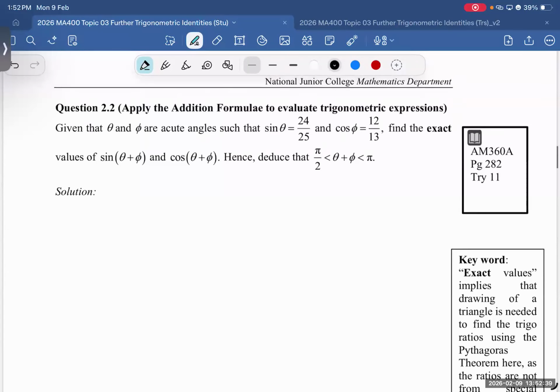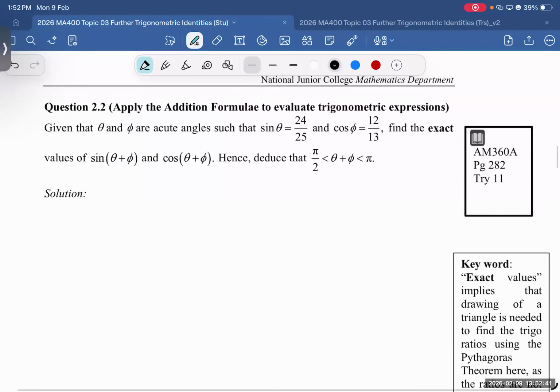Question 2.2. Have you all done 2.2 yet? No, you all cannot do. Need help. So now, the thing about mathematics, sometimes we need to break up everything, make it granular, right?